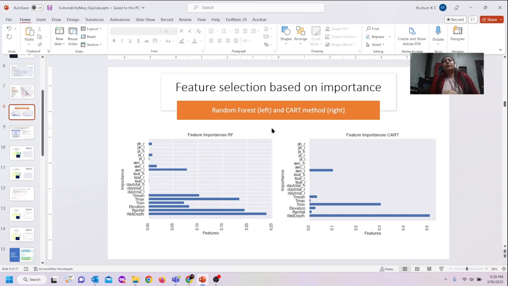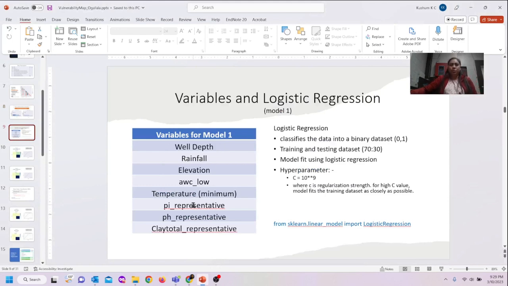This is the output from random forest and the CART method used by the tree method. The hyperparameter for random forest would be the number of nodes to be considered in a decision tree. From this result, we can see that parameters like well depth, rainfall, elevation, available water content, temperature, and clay total are the ones that should be given importance. Depending upon this and the correlation test, we determined the first set of variables for our first model, which is well depth, rainfall, elevation, available moisture content, temperature, plasticity index, pH, and clay total.